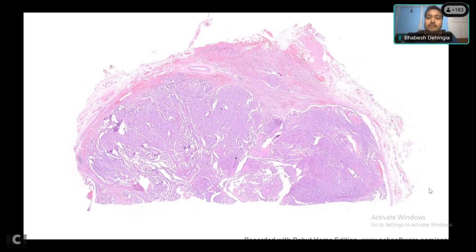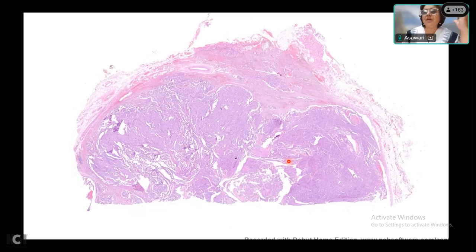Ma'am, I'd like to do it. Bhavesh, you want to do? Yes, ma'am. Go ahead. What do you see here? Ma'am, it shows branching papilla with fibrovascular core. Can you see papilla at this magnification, Bhavesh? No, ma'am. I'm showing you scanner view.